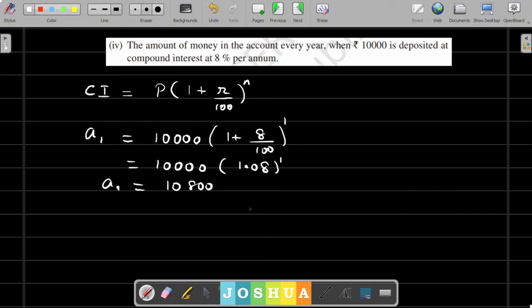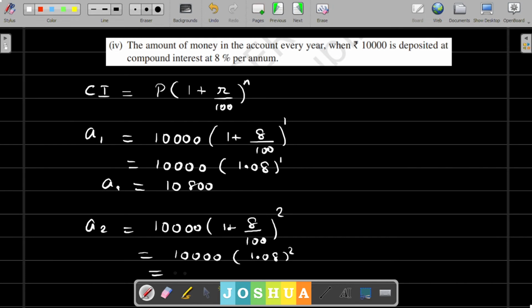So at the end of the first year, along with the interest, the total amount payable to the depositor is 10,800. When you come to the second year, at the end of the second year, again the same formula: principal amount times (1 plus R by 100), rate of interest is 8%, number of years 2. So again 10,000 into 1.08 power 2, and in this case we get the answer 11,664.